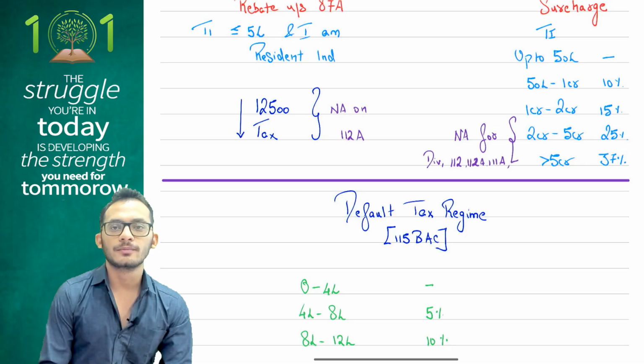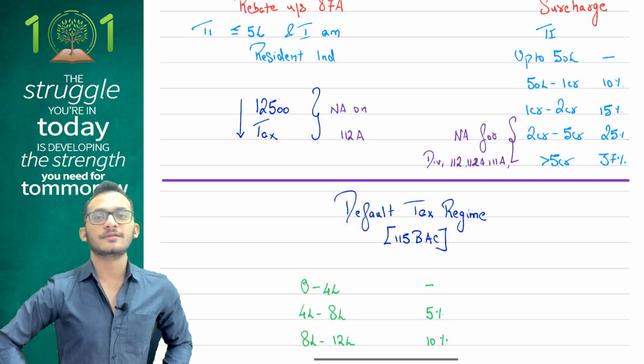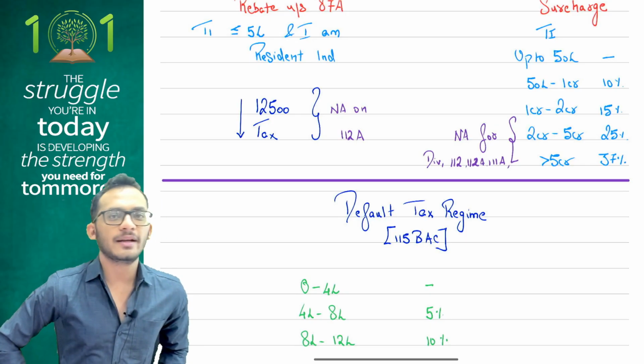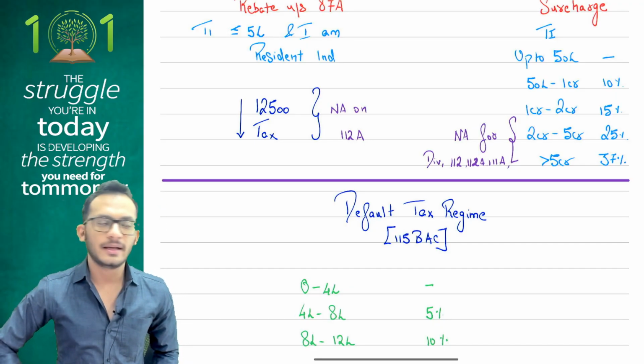Then we move on to the default tax regime, the amendments of the current year, where income tax is 0 to 4 lakhs, 0; 4 lakhs to 8 lakhs, 5%; 8 to 12 lakhs, 10%; 12 to 16, 15%; 16 to 20 becomes 20%; 20 to 24 becomes 25%; and above 24 is 30%.